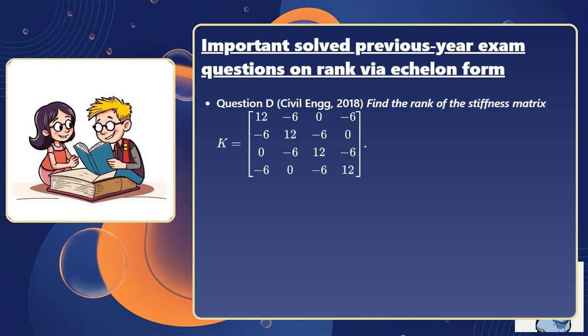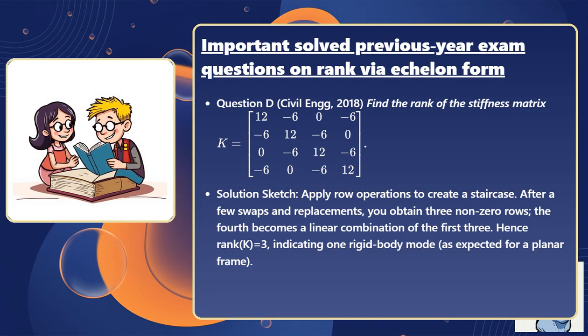Question D, Civil Engineering 2018. Find the rank of the stiffness matrix K, a 4 by 4 matrix with rows 12, negative 6, 0, negative 6; negative 6, 12, negative 6, 0; 0, negative 6, 12, negative 6; negative 6, 0, negative 6, 12. Solution sketch: apply row operations to create a staircase. After a few swaps and replacements, you obtain 3 non-zero rows. The fourth row becomes a linear combination of the first 3. Hence rank of K equals 3, indicating one rigid body mode as expected for a planar frame.